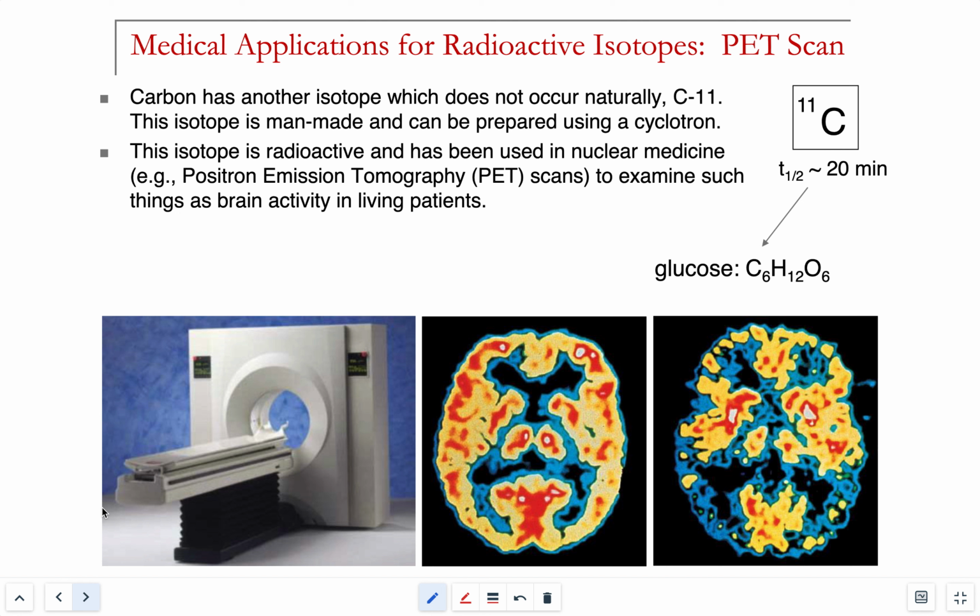So first of all, the PET scan stands for positron emission tomography. So a positron is the antiparticle to the electron. So the electron has a certain mass and a negative charge.